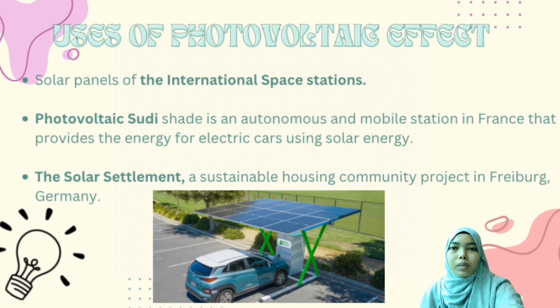Uses of the photovoltaic effect. There are three uses of the photovoltaic effect that I chose. The first is the solar panel of the International Space Station, and the second is a photovoltaic charging station, an autonomous and mobile station in France that provides energy for electric cars using solar energy. And the third is the solar settlement, a sustainable housing community project in Freiburg, Germany.